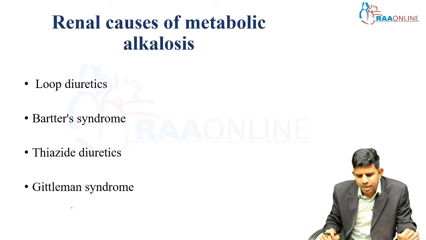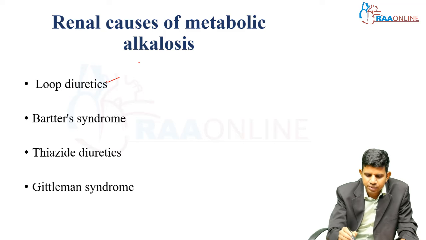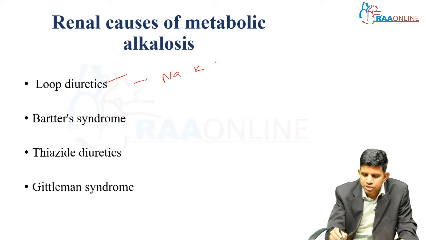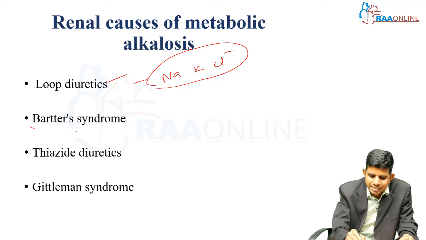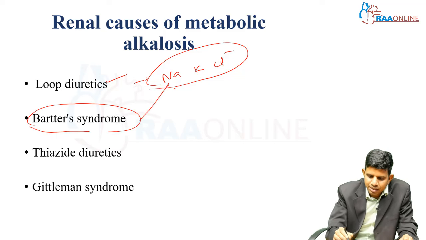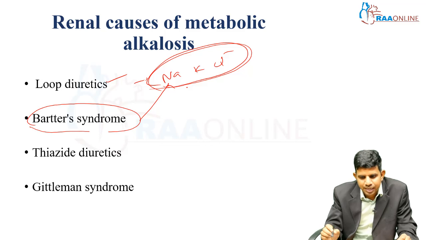Okay. Other renal causes of metabolic alkalosis. One is the loop diuretics. It blocks the sodium potassium chloride channel. Okay. This is the loop diuretics, we inhibit that, so it causes metabolic alkalosis. There is a congenital syndrome, decreased activity of this channel, which can cause metabolic alkalosis. This is Bartter syndrome.